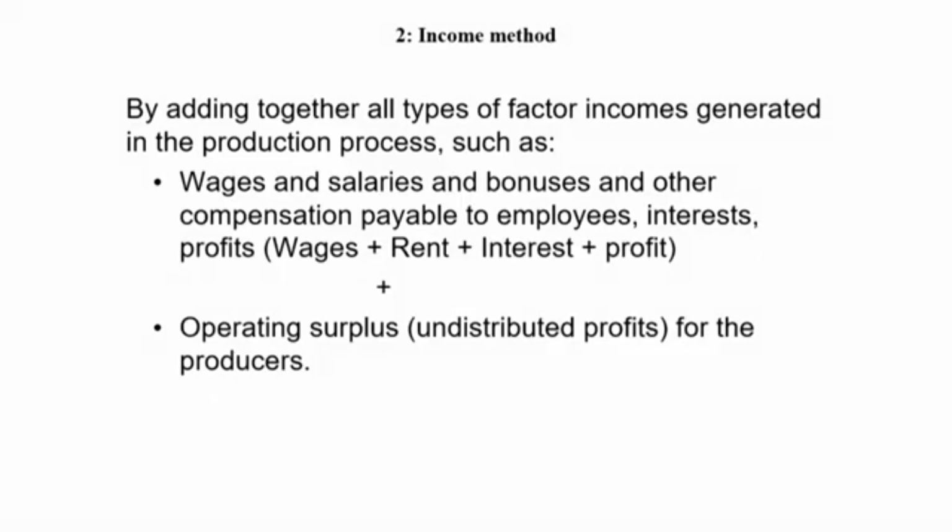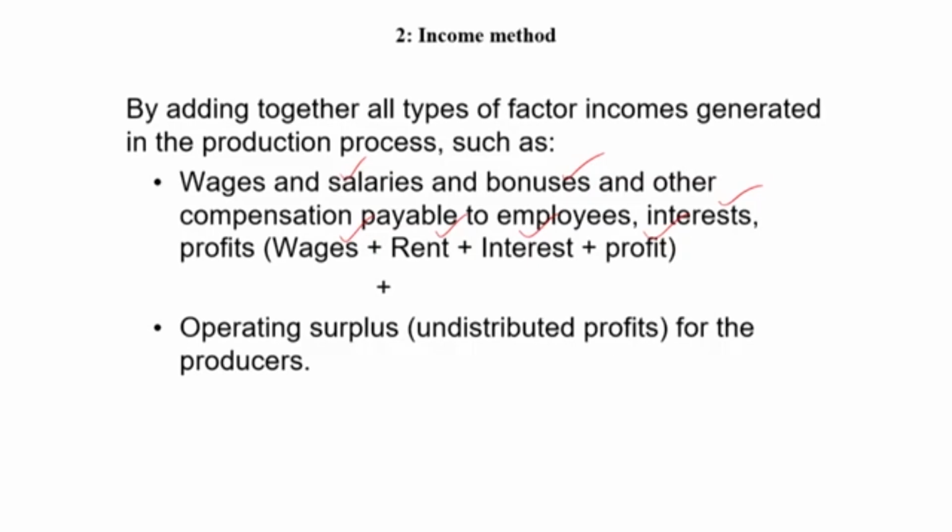And the second method is called the income method. Here, we add together all types of factor incomes generated in the production process, such as wages and salaries, bonuses, that is labor income, and other components payable to employees, plus interest income, profits. You can see wages, rent, interest, and profit, plus operating surplus. Operating surplus means mainly by firms.